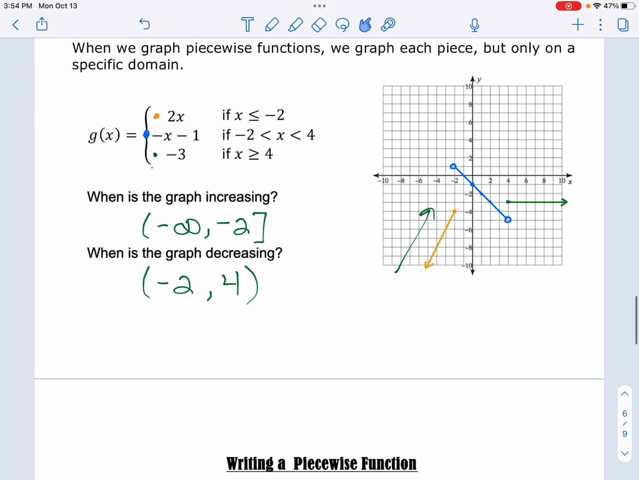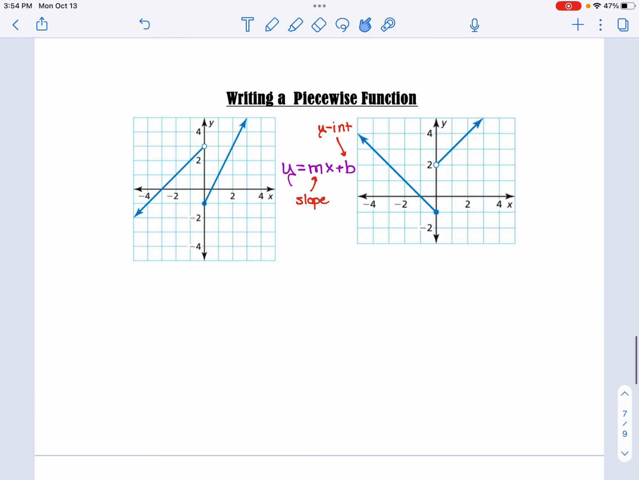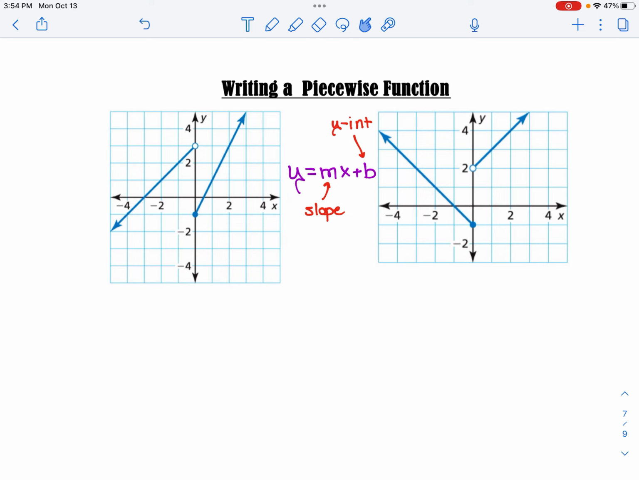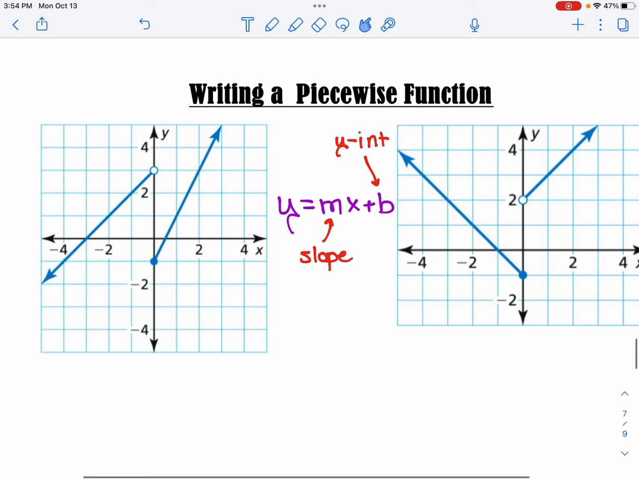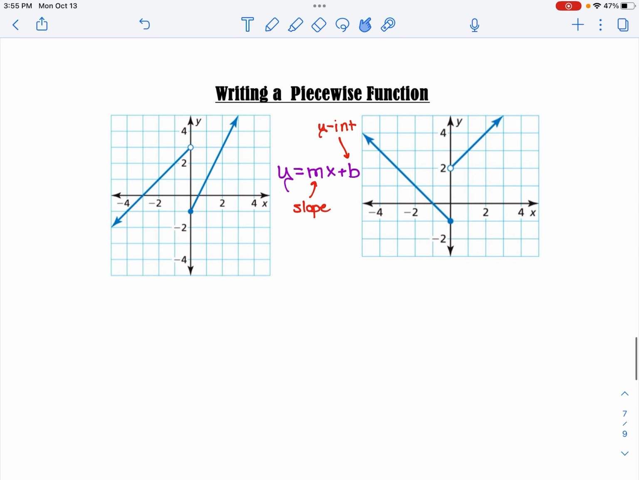All right. Okay, writing a piecewise function. This can be a little tricky. We just need to remember slope-intercept form is y equals mx plus b. Remember, m is your slope, and b is your y-intercept. So I like to find the slope of each piece first, and then find the y-intercept. So I'm going to call this first one f of x. I have 2 pieces.